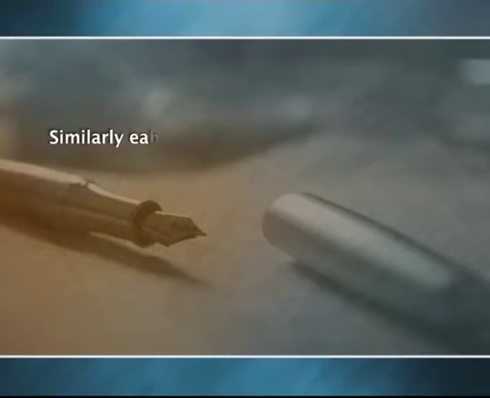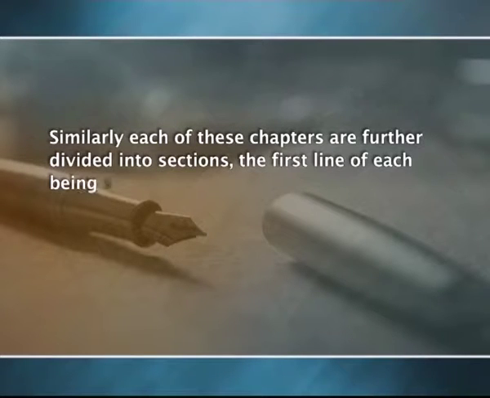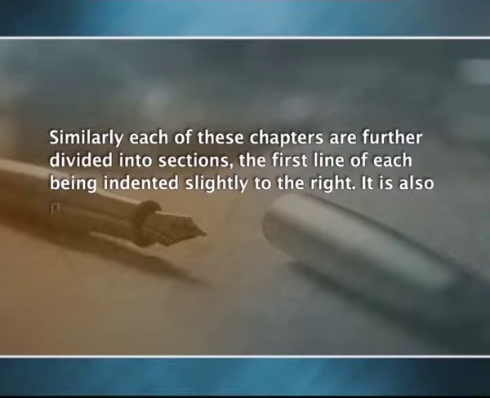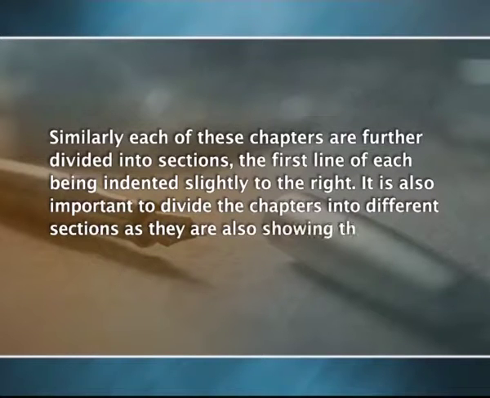If we look at any book, we can see that it is divided into chapters. It is important to divide a book into chapters as it makes it easy to understand different episodes in a book. Similarly, each of these chapters are further divided into sections, the first line of each being indented slightly to the right. It is also important to divide the chapters into different sections as they are also showing the division of points. These sections are known as paragraphs.